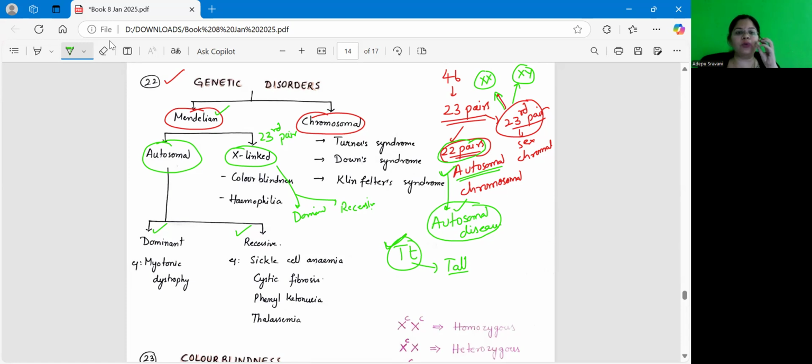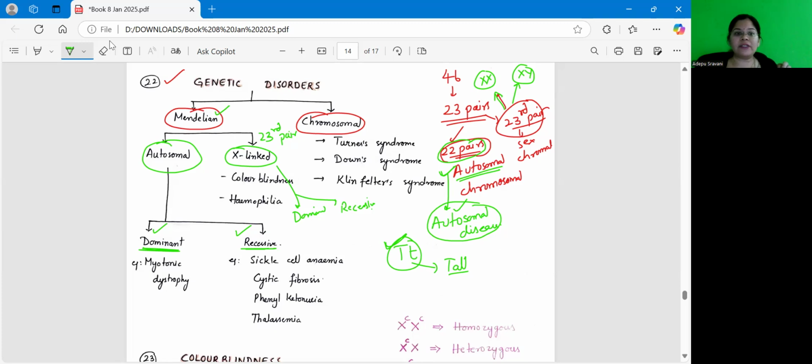So here you have to remember that dominant or recessive both will be applicable when it is in heterozygous condition. See, when it is homozygous, definitely they'll show the disorder. If it is dominant homozygous or recessive homozygous, in both the cases, homozygous, they'll definitely show the disease. The problem comes with the heterozygous.